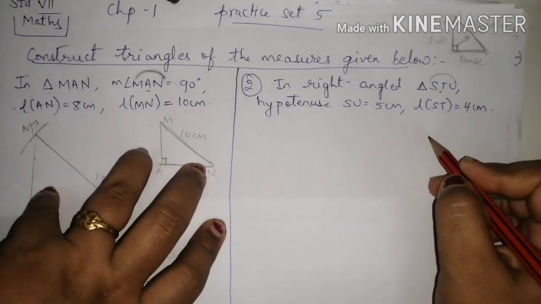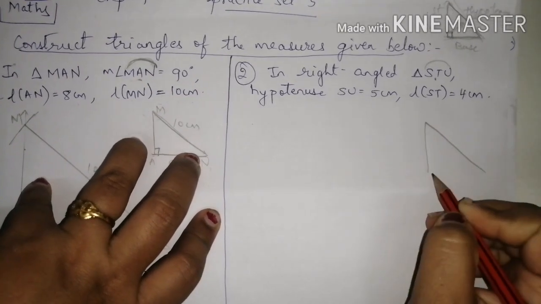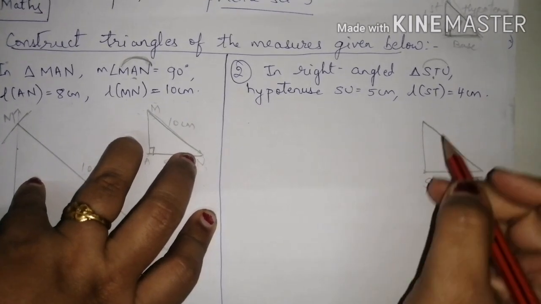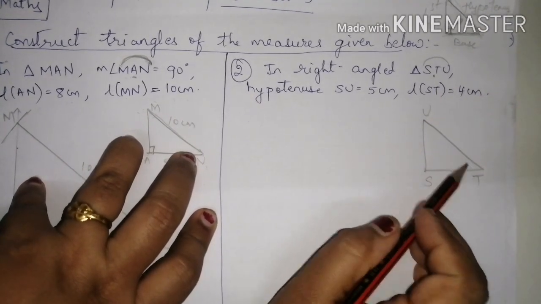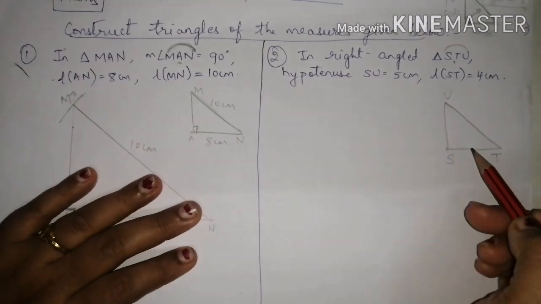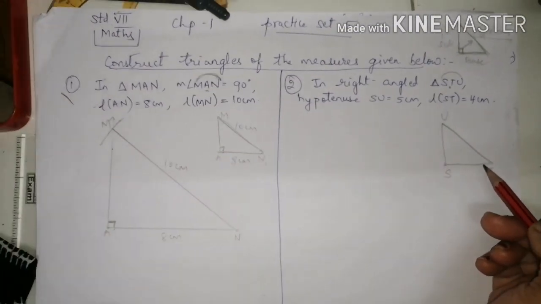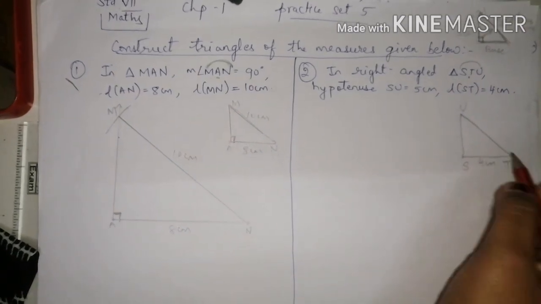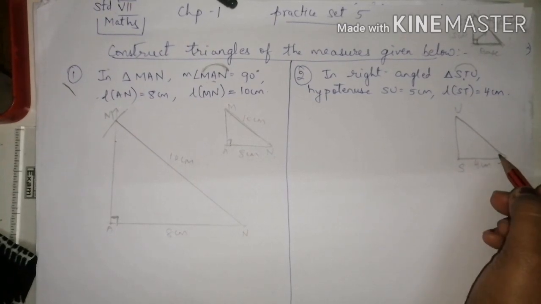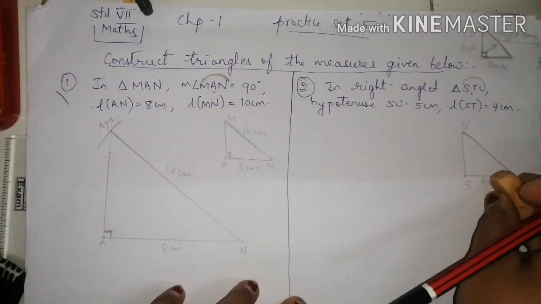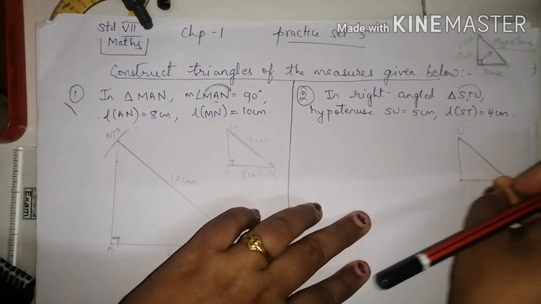So let's draw the right angle triangle first roughly. ST you have to take down. So ST is how much? 4 centimeter. Wait, one minute. ST, you can name it like this.